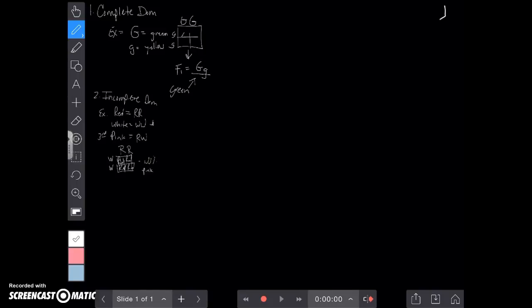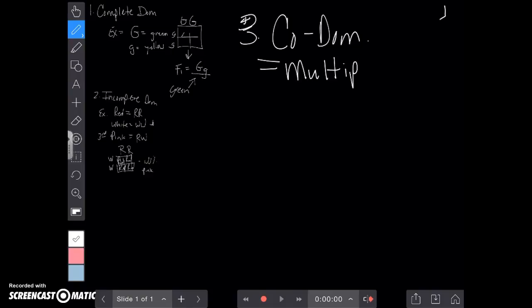Example number three of what we've covered thus far is codominance. In codominance, this is where we could also say multiple allele inheritance, where both alleles are going to show up. Our common example is blood typing, or A, B, O blood grouping. I wrote O there as lowercase to help us remember that O is actually a recessive blood type.